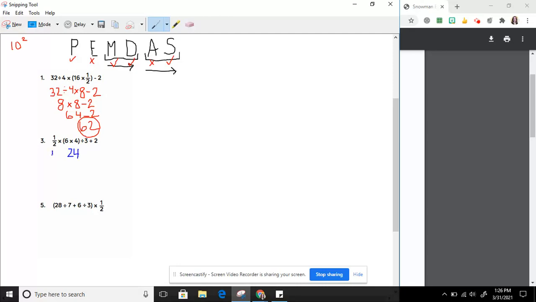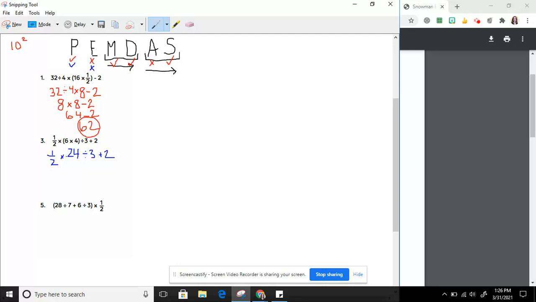And then again, I like to rewrite my equation. All right, so now I've got 1/2 times 24 divided by 3 plus 2. We did our parentheses. Now, E for exponents. Are there any exponents in this equation? There are not, so we can cross that out. Then multiplication and division. Whatever comes first when we're solving left to right.